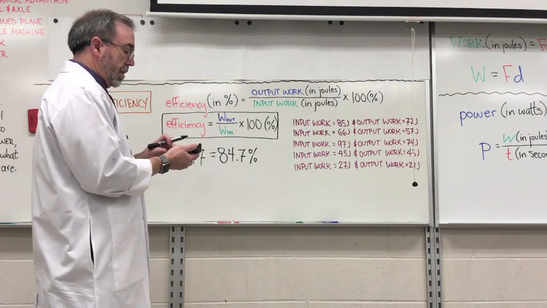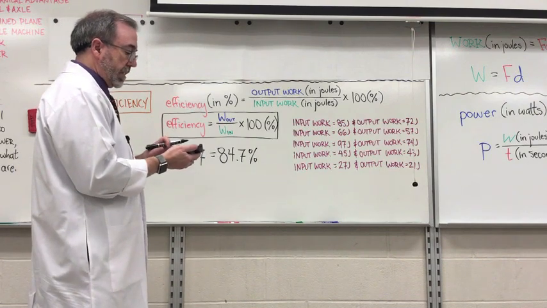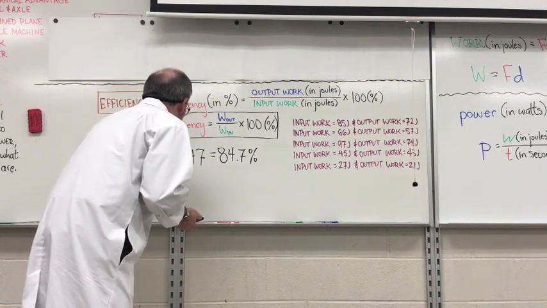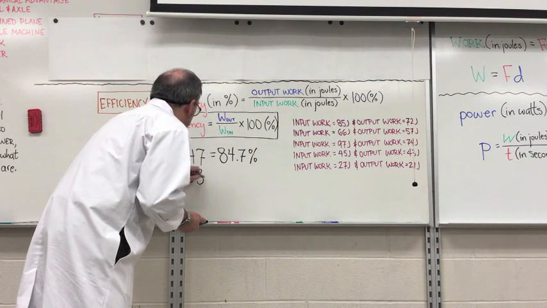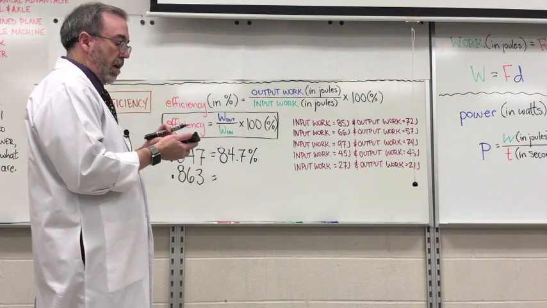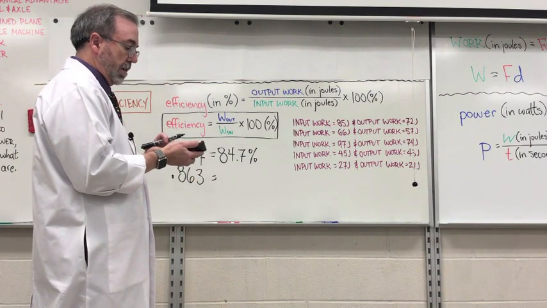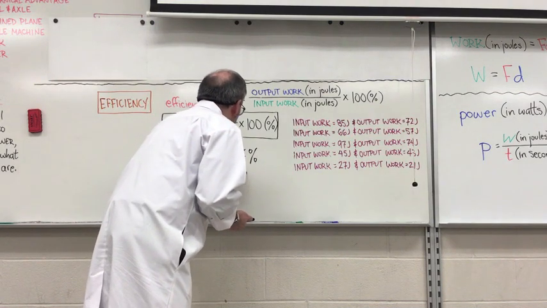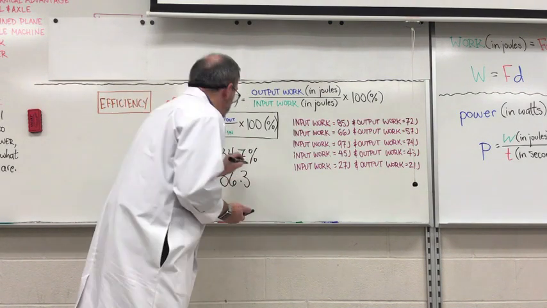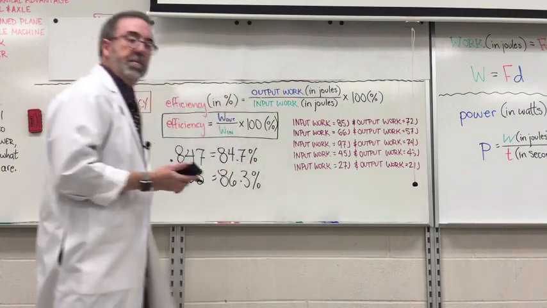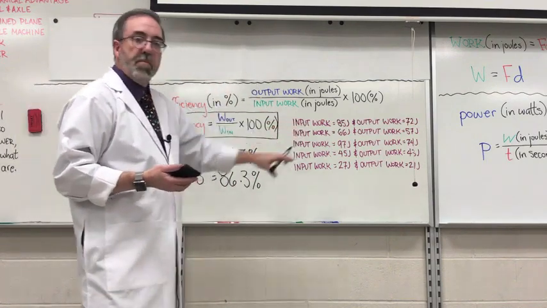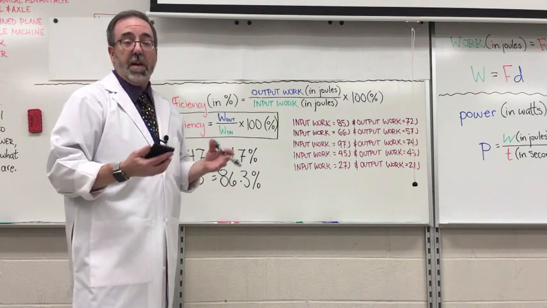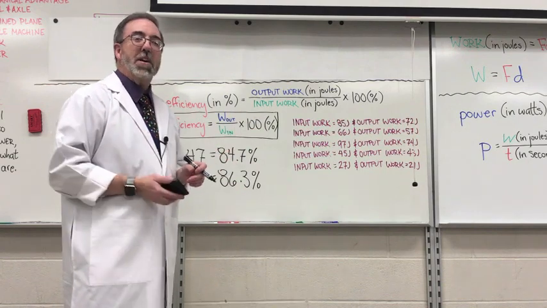57 divided by 66 equals 0.863. Okay, and then we're going to multiply that by 100, and that's 86.3%. All right, so look at the rest of these. You got 3 more. Go ahead and pause the video, write these down, try to figure them out, and then when you start it back up, we'll do them together. All right, so go ahead and pause the video.